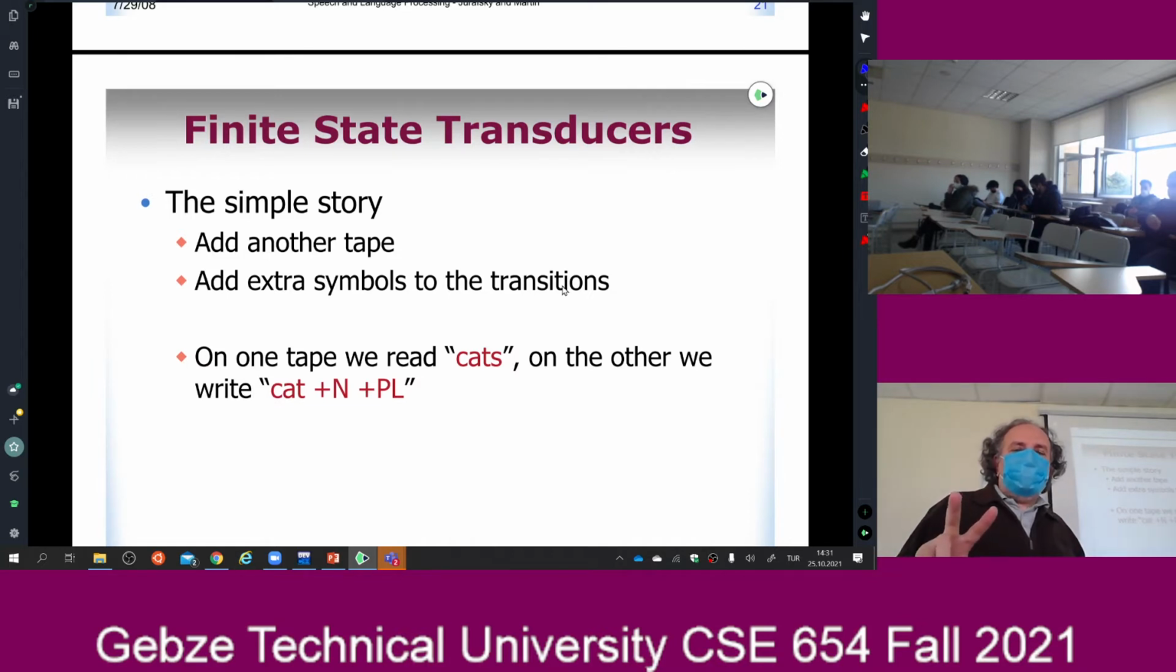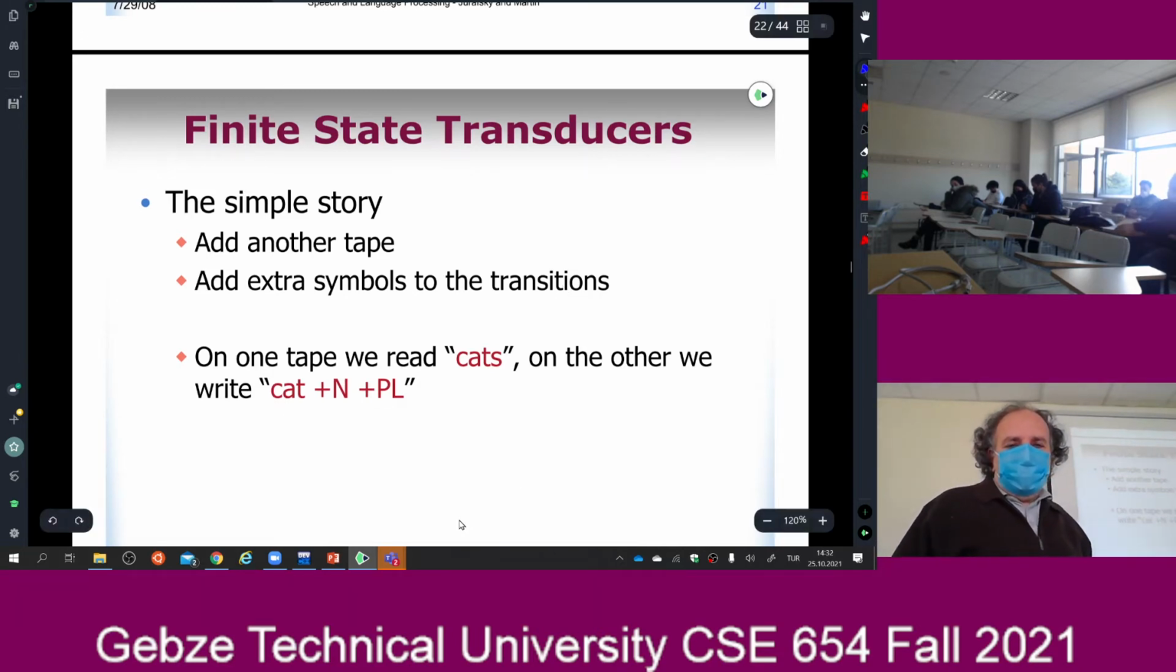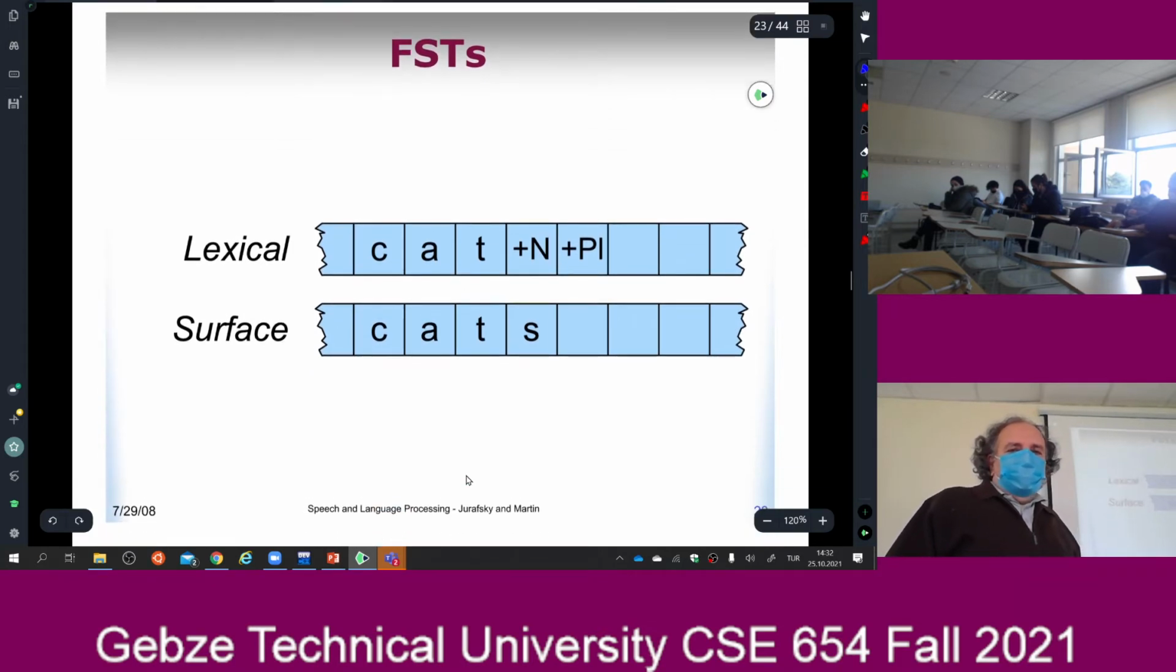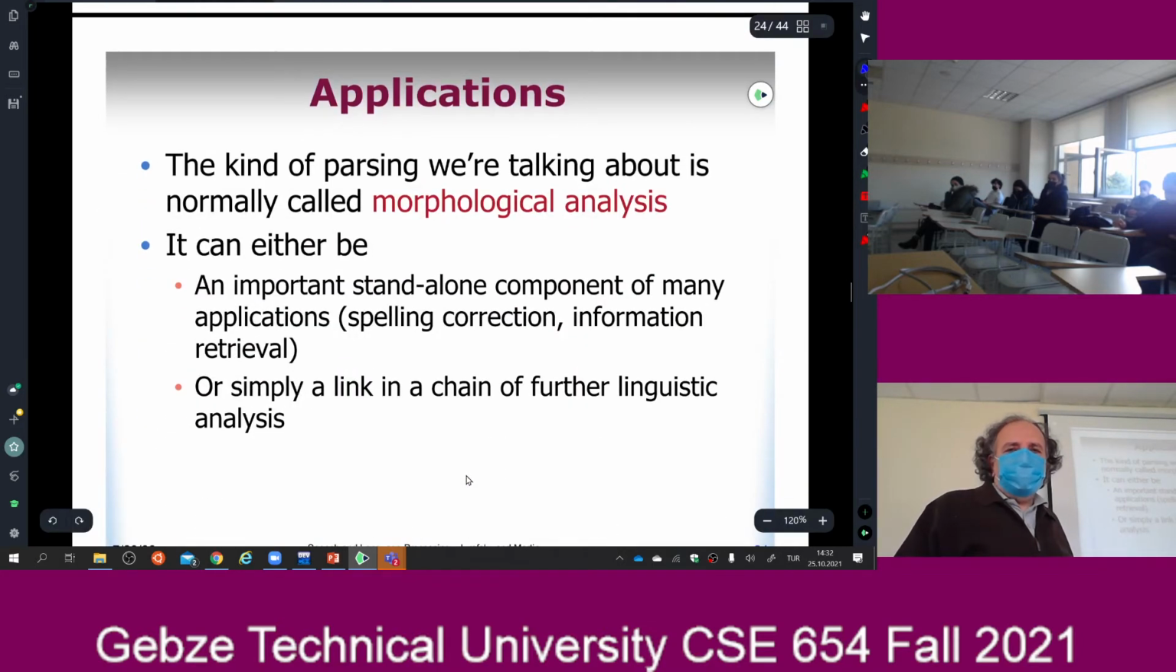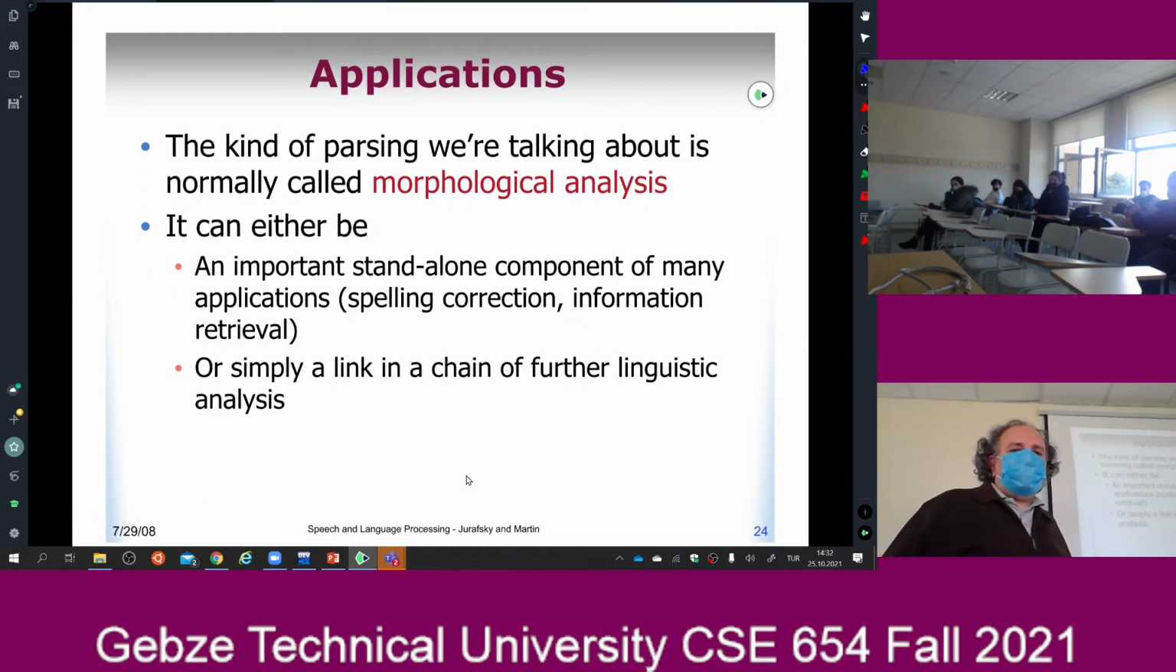So we are after two things. One, the important thing, is the accept, reject state. And the second one is the structure like this. So this is the surface. Surface is the input and lexical is the output. And if this is my input, it will be cat is a noun, and then we have added a plural suffix. That's what we are going to do. Okay, so when we do the morphological analysis, we are going to use finite state transducers.